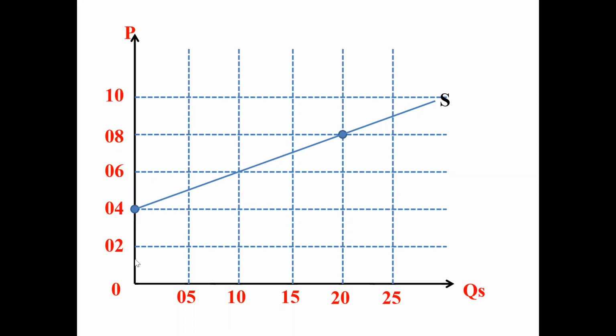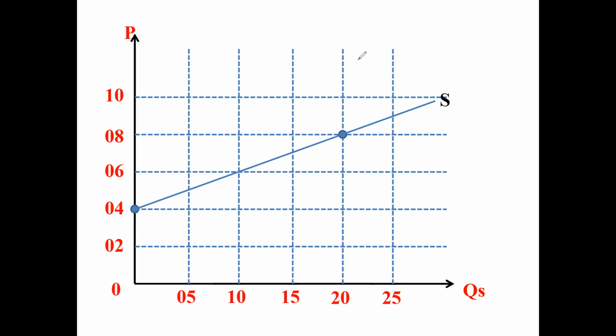Now, the tax is 2 rupees. What happened? This starting price of 4 goes up by 2, so the new curve will start at 6. And at this point, the seller was supplying 20 units when the price is 8. Now when the tax of 2 rupees is charged, the seller supplies 20 when the price is 10. This point goes up by 2.